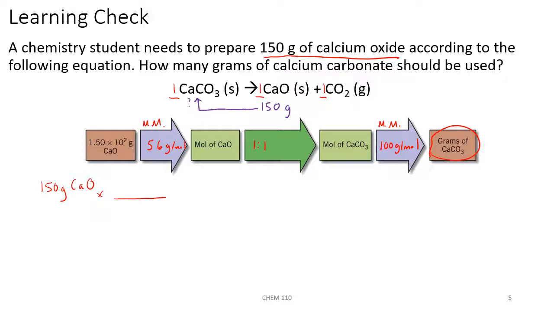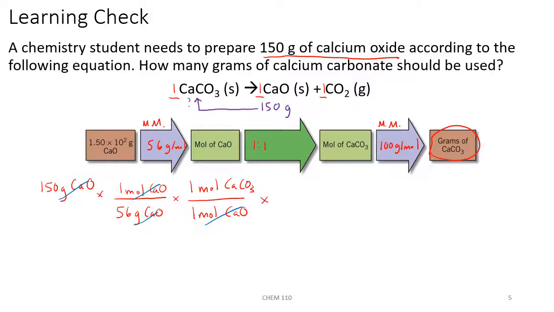Using our molar mass, we can convert to moles, 56 grams of calcium oxide in every mole. Then looking at our balanced chemical equation, our calcium oxide is in a 1:1 relationship with the calcium carbonate. That means that every 1 mole of calcium oxide that is produced, since it's a product, must have come from 1 mole of calcium carbonate. If we were to stop now, our grams of calcium oxide cancel, our moles of calcium oxide cancel, and we're in moles of calcium carbonate.